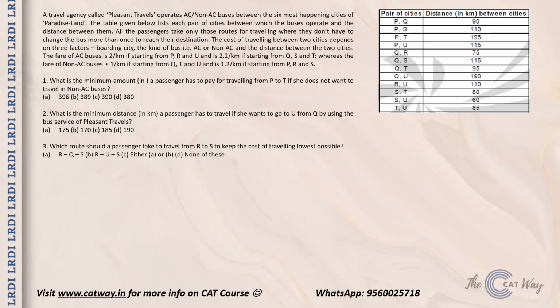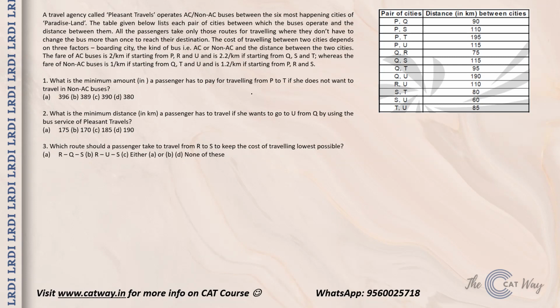Okay. Now the cost of traveling between two cities depends on three factors: boarding city, the kind of bus, that is AC or non-AC, and the distance between the two cities. The fare of AC buses is 2 rupees per kilometer if starting from P, R, and U, and 2.2 rupees per kilometer if starting from Q, S, T, whereas the fare of non-AC buses is 1 rupee per kilometer starting from Q, T, U and 1.2 rupees per kilometer starting from P, R, S. Okay, so that has been given. Okay, let's move to the questions directly then.